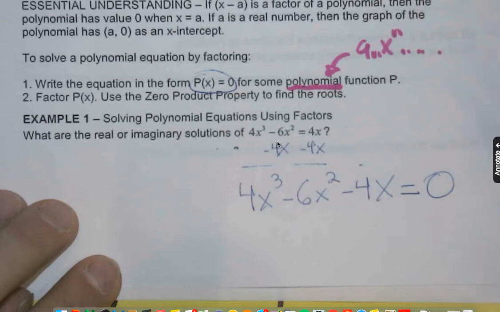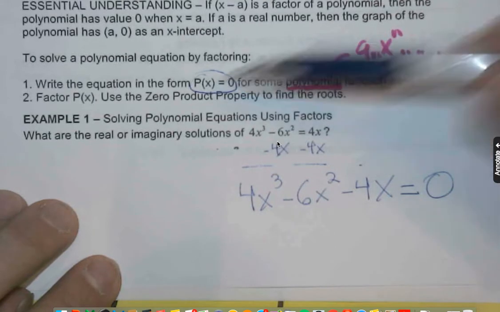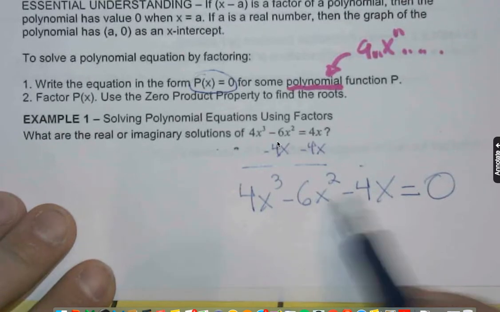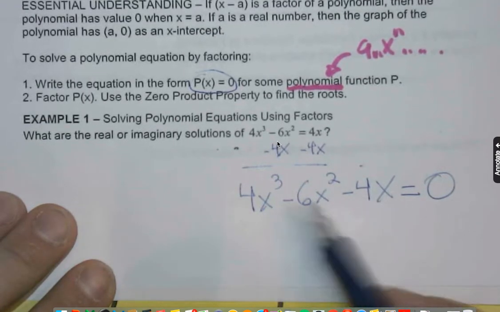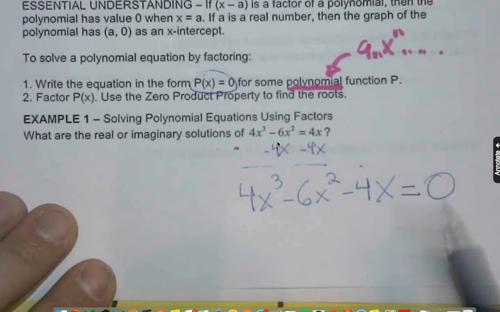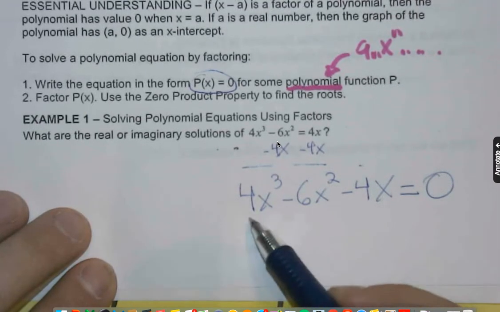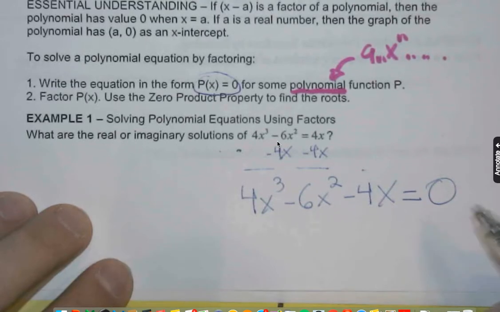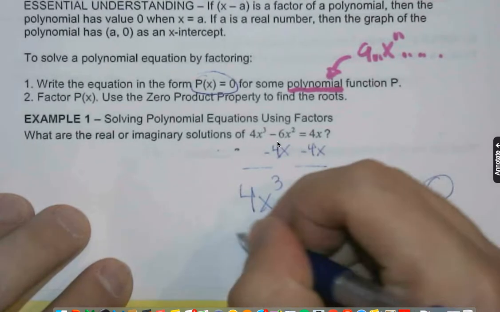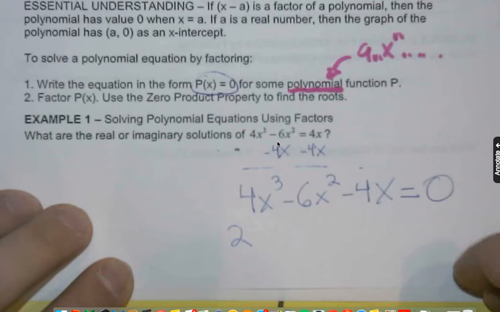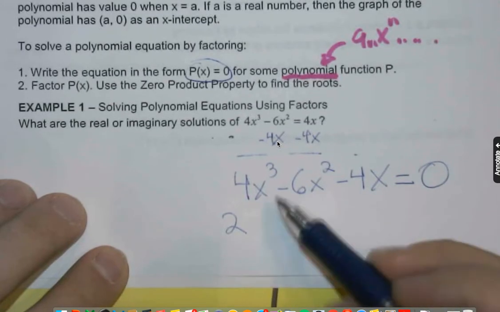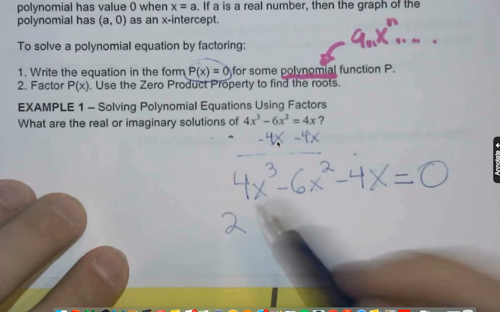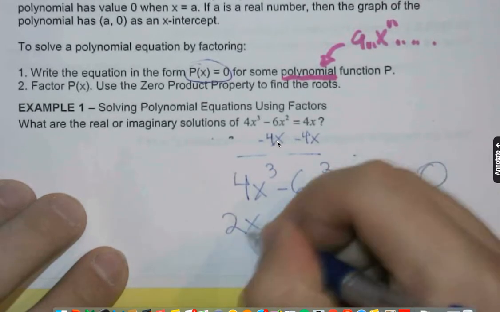So now that we've gotten all terms to the same side, now we're being asked to factor. So let's think. What's common with these three terms that we could take out? They have 4 and 6. Are there any factors with those? Hopefully you're saying 2. What about with variables? What's the lowest variable we could take away? Or GCF. Hopefully you're saying x.